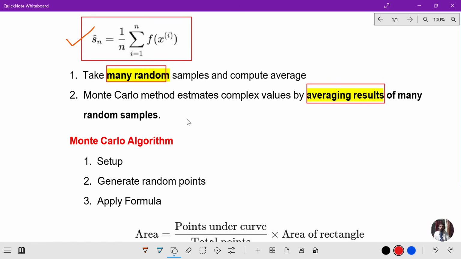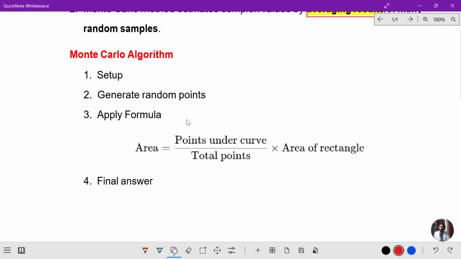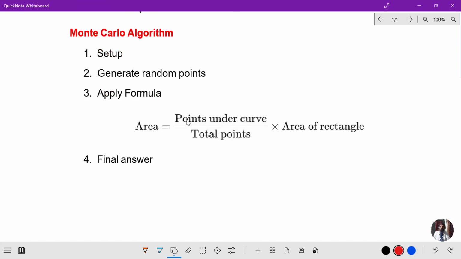So generally, what is the Monte Carlo algorithm? There are three basic steps. The first one is called setup, the second one is generate random points, and the third one is where we apply the formula. This is a formula we already discussed above. So finally we get the final answer. In order to compute this Monte Carlo algorithm, we need to follow these steps.